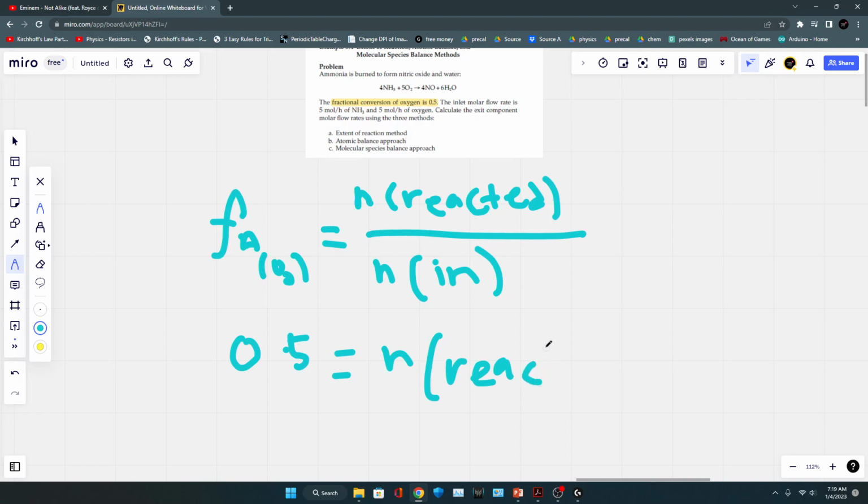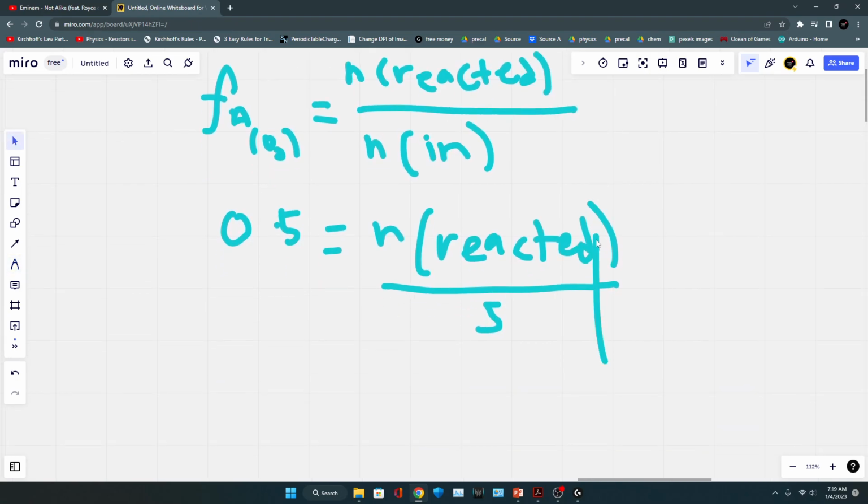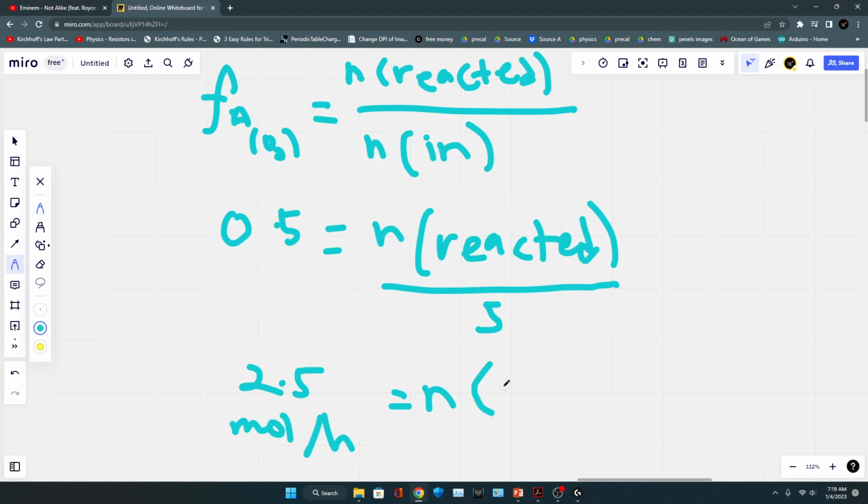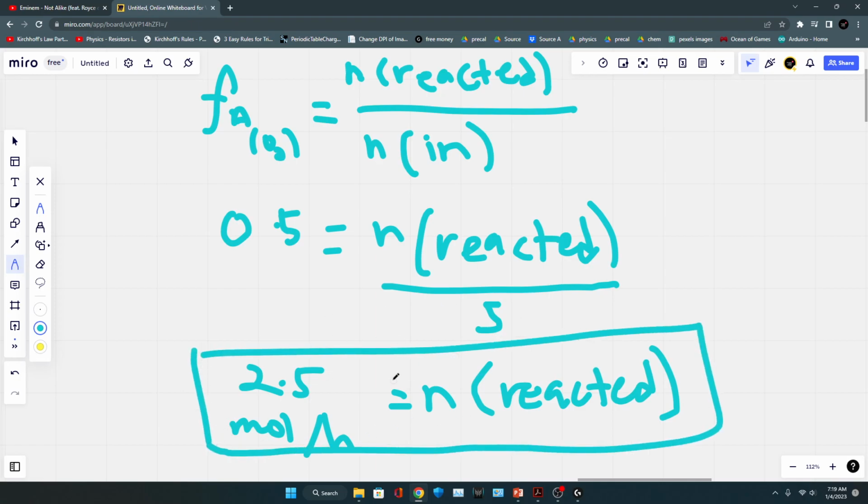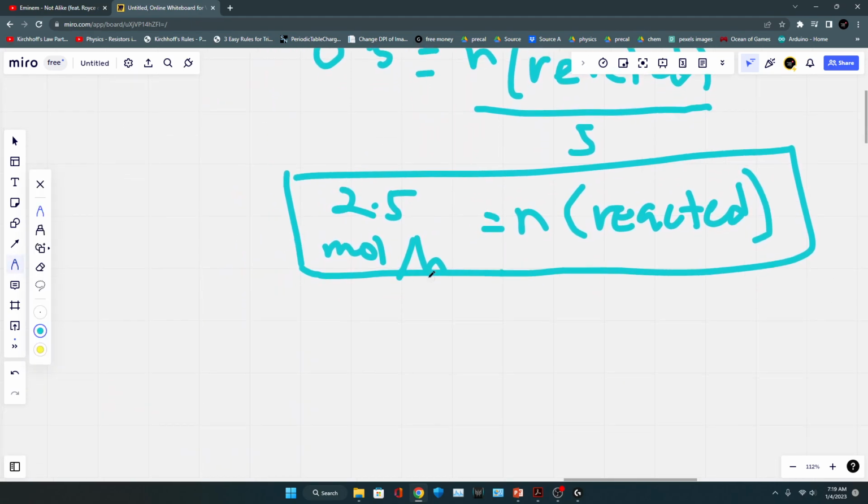We don't know that, but what we do know is that 5 moles per hour of oxygen is coming inside, so we can just put 5 here, because 5 moles of oxygen is coming right into the system. Which means that if we rearrange the equation, 0.5 times 5, we shall get 2.5. So 2.5 moles per hour is equivalent to the amount of matter that has been reacted. So this is the amount of oxygen that has been reacted in the particular system, right?